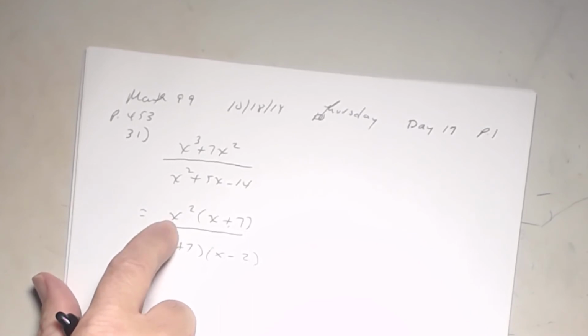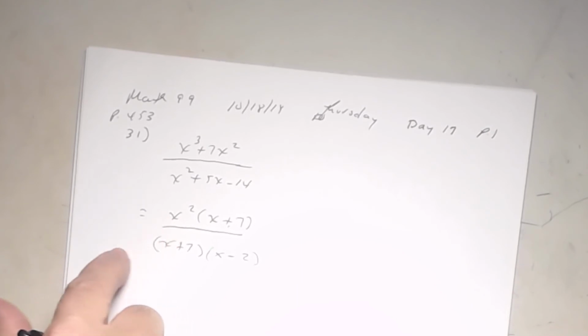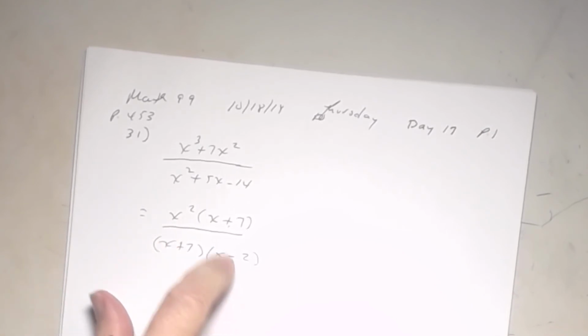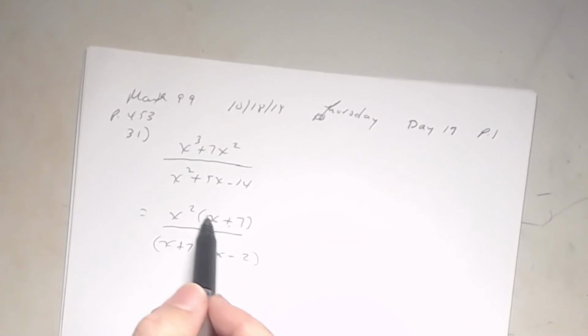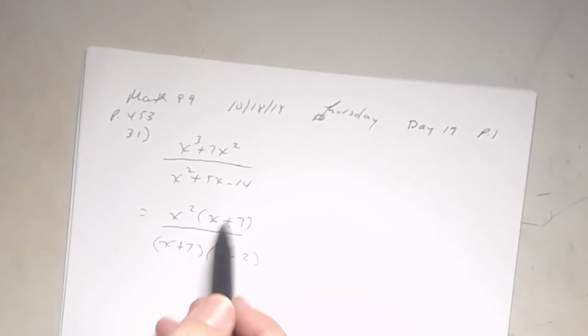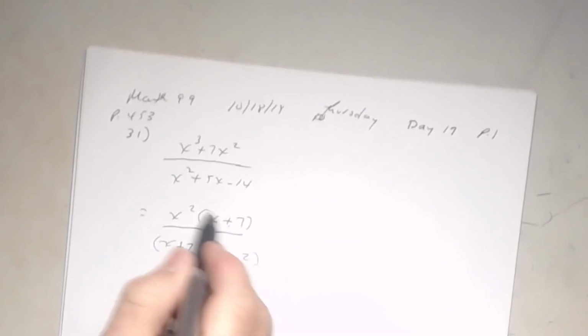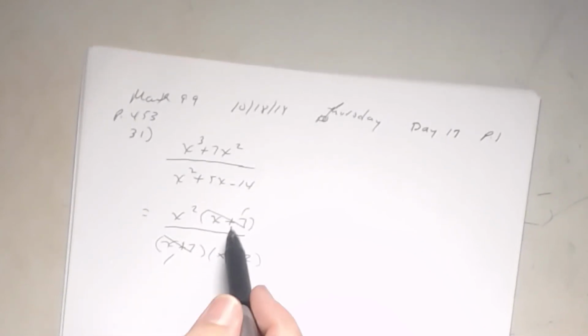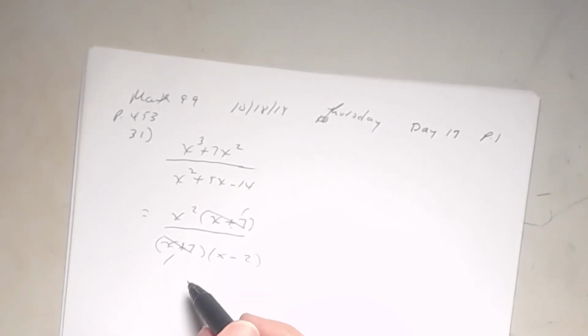My first factor is an x. Does x occur as a factor anywhere down there? No. My next factor is an x plus 7. Does x plus 7 occur as a factor down there? Yes. How many factors of x plus 7 do you see up here? 1. How many do you see down there? 1. So you just reduce them like this. They divide out, and you put ones in their place. Make sure you understand why there's ones in their place.